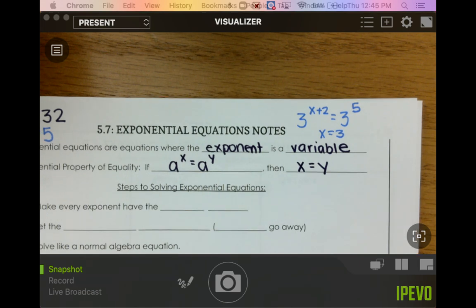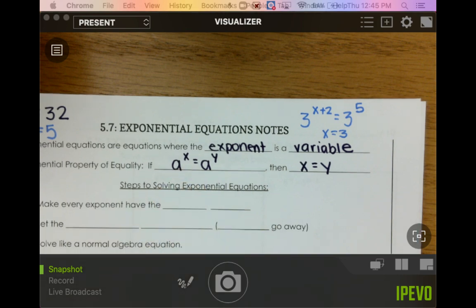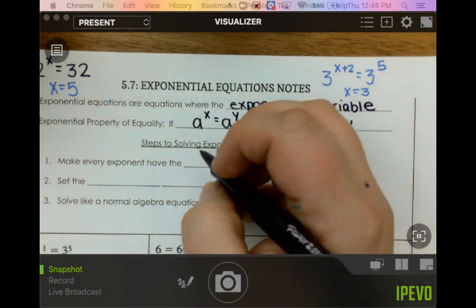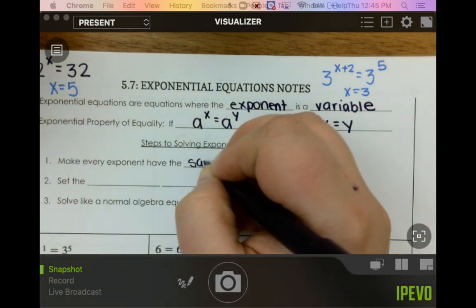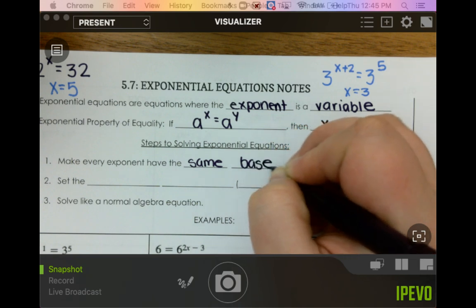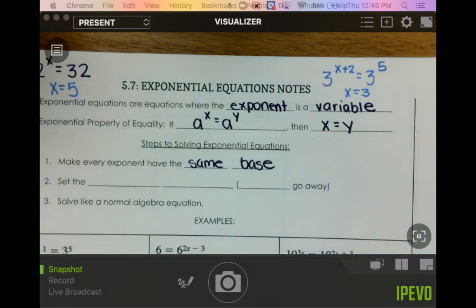I know that sometimes when we do it just in letters like that, that doesn't make much sense to people. So if that part doesn't make sense to you, hang on tight till we get to the first example down here. The first thing you need to do is make every exponent have the same base. This is the hardest part of today. The rest of it will be pretty easy. It's things you've already learned before. That's the new part.